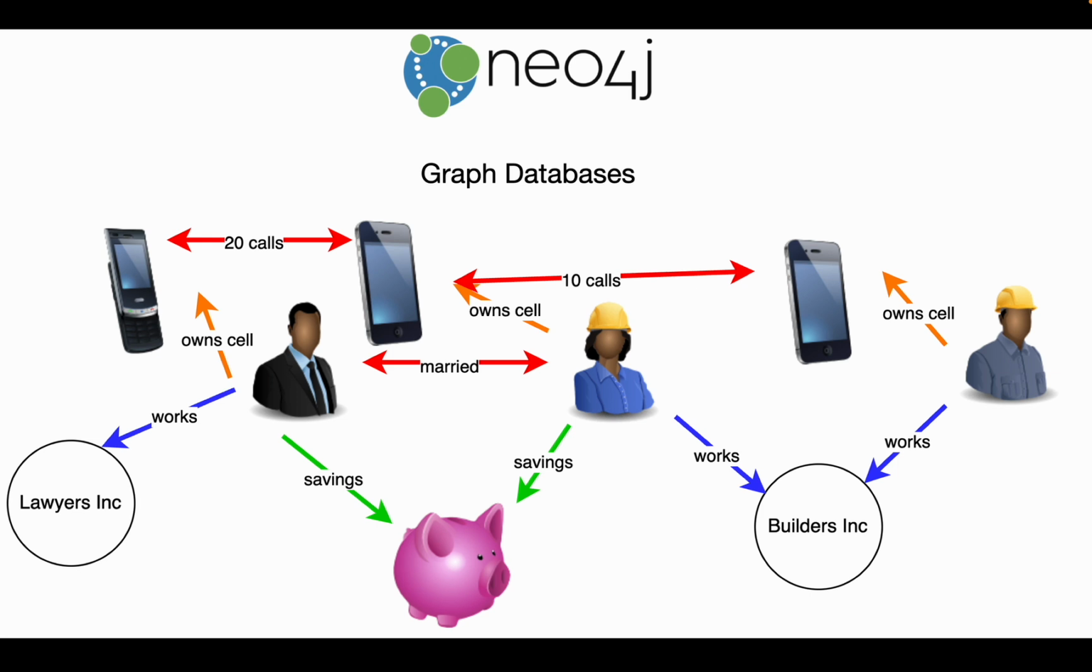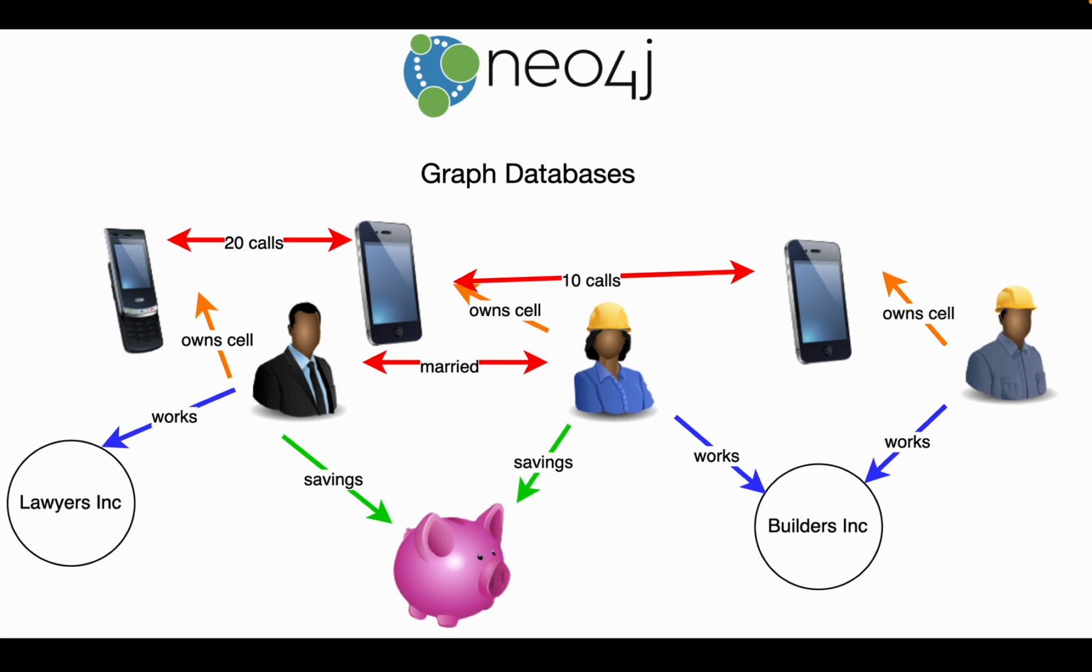Graph databases are basically graph things. They work out relationships. As we can see, if we put the man and the lady in the middle, they're probably married because they've got the same savings account. They work in different places. They own a phone each. There's somebody else that works for the builder, and he owns a cell phone.